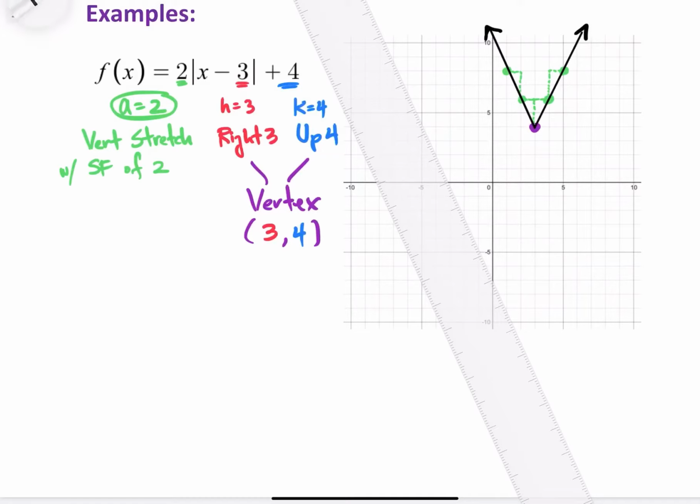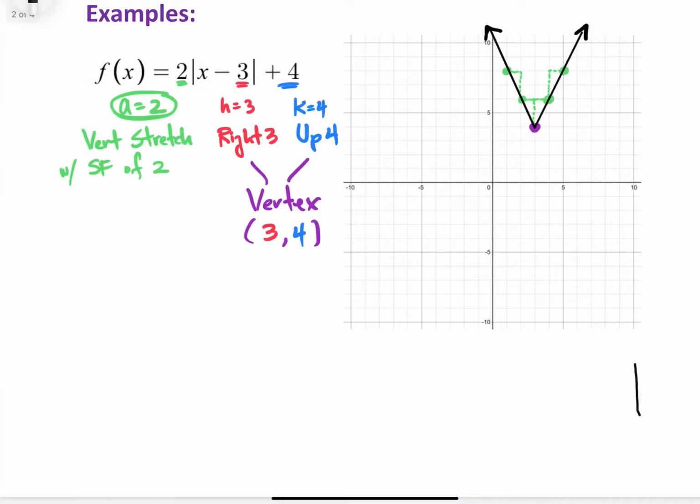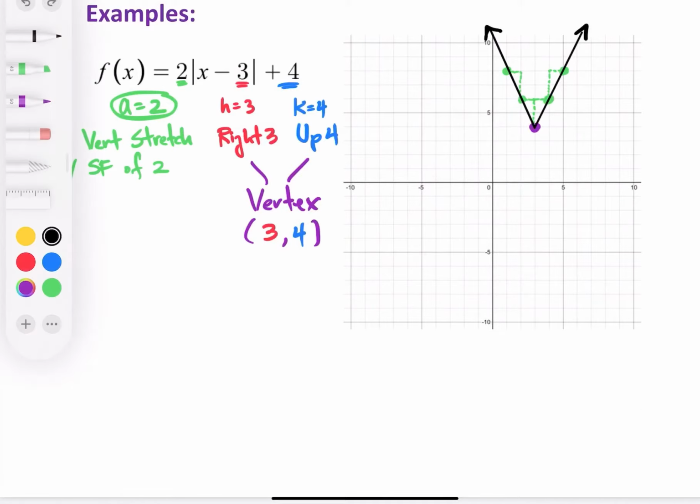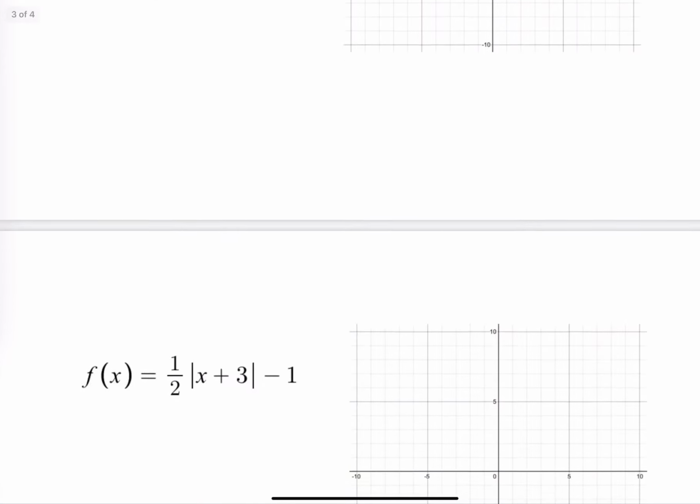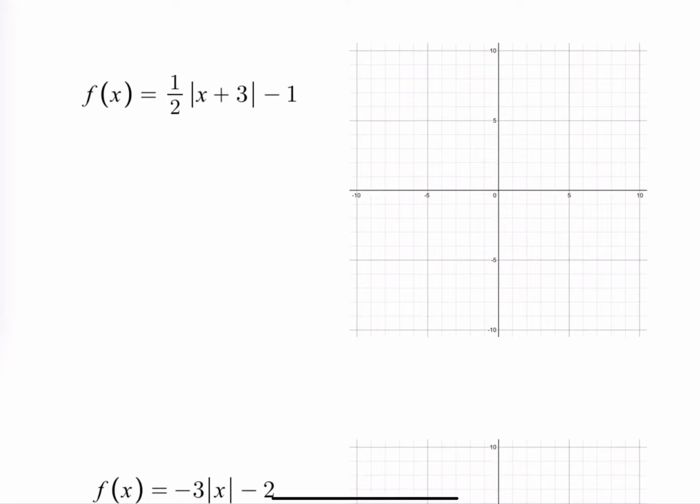All right, so let's take a look at our second example. Again, we're going to take a look at several examples, and they are going to be slightly different from each other. So this time, very similar to the previous one, I'm not going to jump to something very different right away. We're going to gradually make things different. So here we have a is going to be 1/2. That means we still have a vertical stretch. Some people will call it a vertical compression, but a lot of teachers will still call it a vertical stretch.